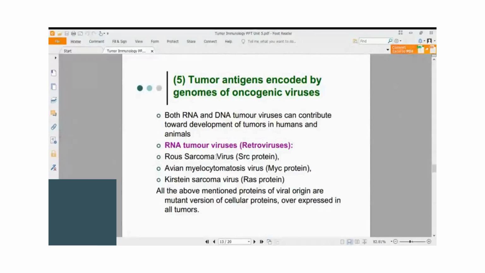Similarly, there is another virus, avian myelocytomatosis virus. And this virus causes erythroblastosis in birds. Okay, red blood cell cancer, erythroblastosis. And it was observed that this virus carries a gene, that is the MYC gene. The gene is always represented by small letters, myc. Similarly, src, small letters, represents a gene.